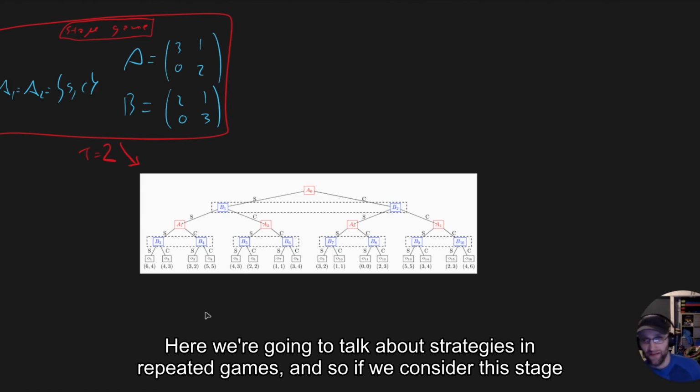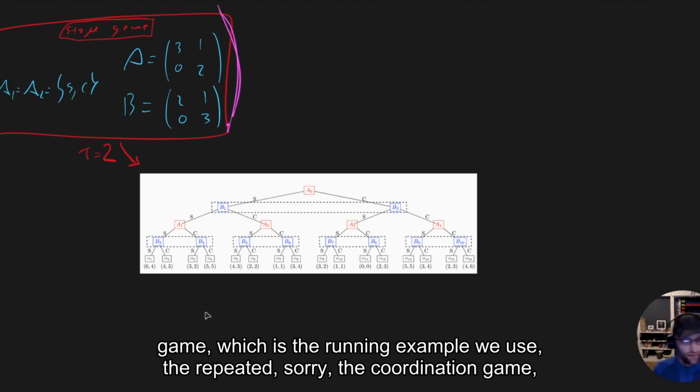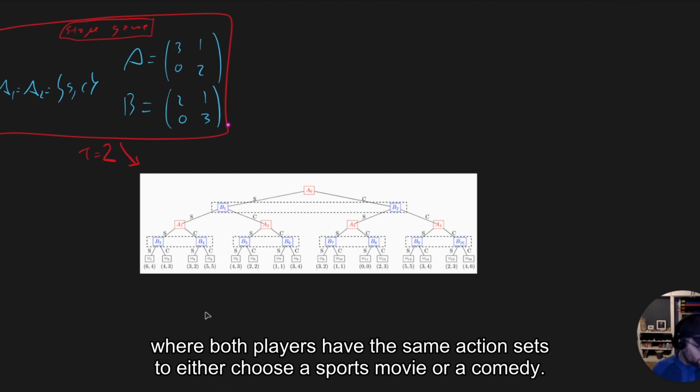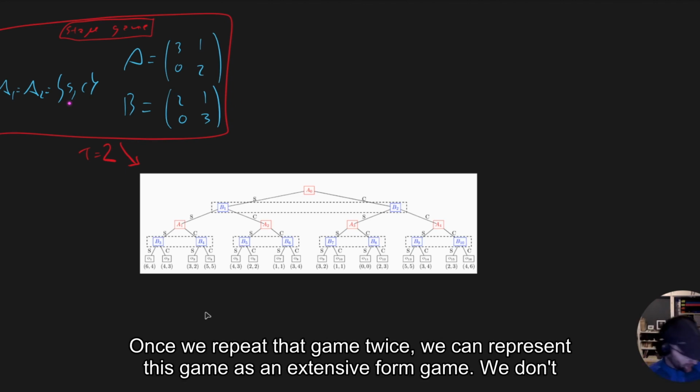Here we're going to talk about strategies in repeated games. And so if we consider this stage game, which is the running example being used, the coordination game, where both players have the same action sets to either choose a sports movie or a comedy. Once we repeat that game twice, we can represent this game as an extensive form game.